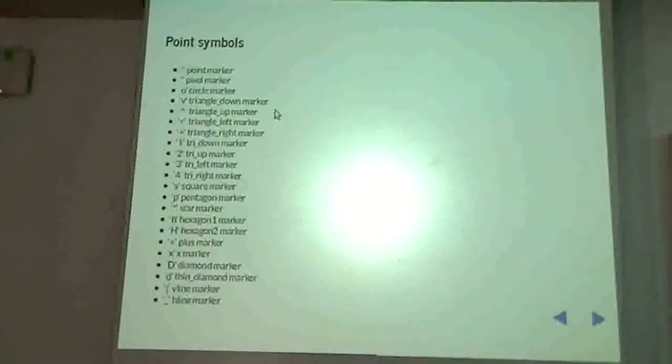There are many symbols that are available. Point marker, pixel marker, circle marker, triangle pointing down, triangle pointing up, and then there's a different kind of triangle if you just put 1, 2, 3, 4 numbers there. Then there's a square marker, a pentagon, a star, a hexagon, a different kind of hexagon, plus, cross, diamond, thin diamond, vertical line, horizontal line, and so on. So these are the markers that are available, and as I said, every marker being an object has many attributes which you can manipulate, like its color, its size, and so on.